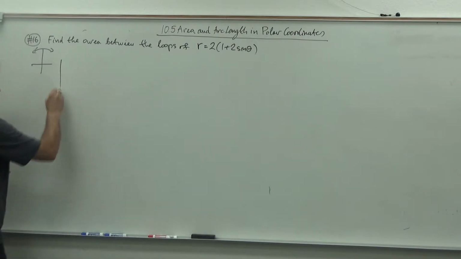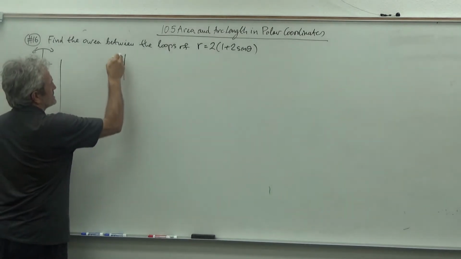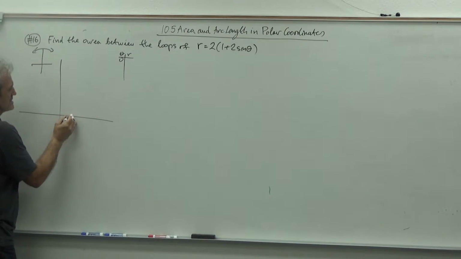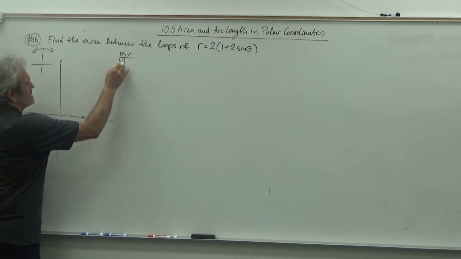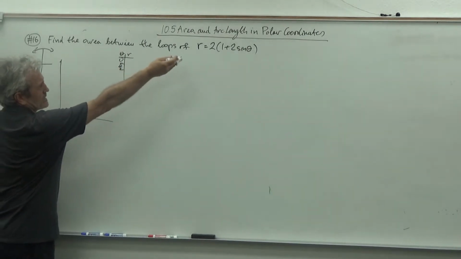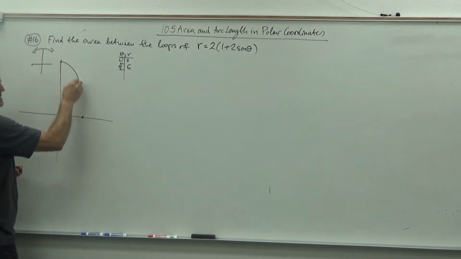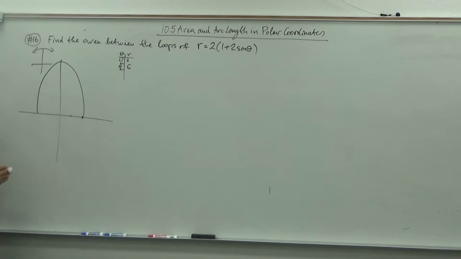So here's what will happen. If you plug in a few values, when theta is 0, we are here at r equals 2. And then r gets bigger and bigger, so at pi over 2, we'll get to 2 times (1 plus 2), which is 6. So it gets bigger and bigger, and we know also that it will look like this. So that's all fairly simple.